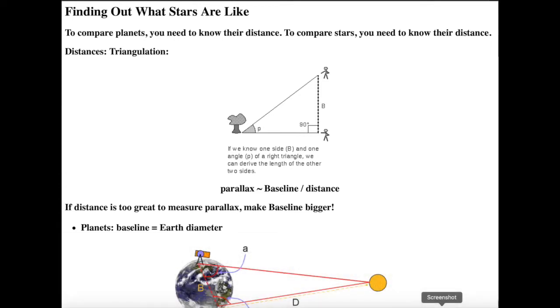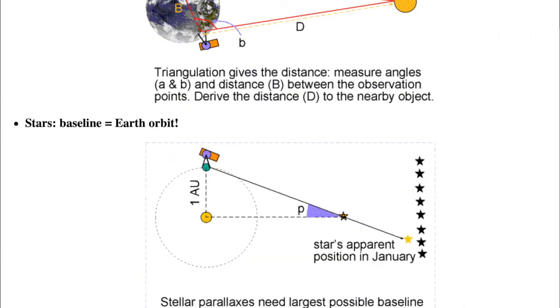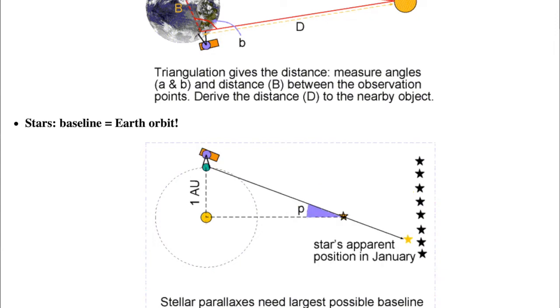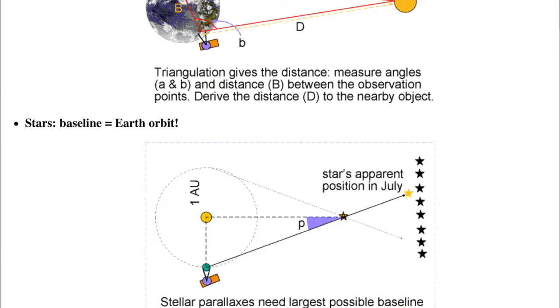An object at a greater distance has a smaller parallax. If the distance to the object is too great to measure a parallax, then we make the baseline bigger. For the planets, the baseline was the diameter of the Earth. The stars are much too far away for this tiny baseline. We need the biggest baseline we can get, which is the Earth's orbit.